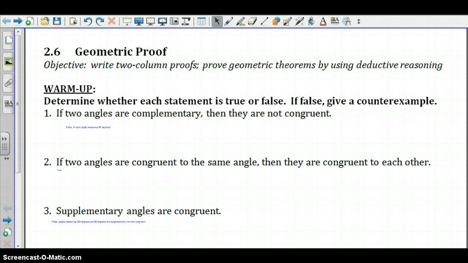Let's begin by taking a look at the warm-up for today. We're going to determine whether each statement is true or false. If false, give a counterexample. So, number one, if two angles are complementary, then they are not congruent.